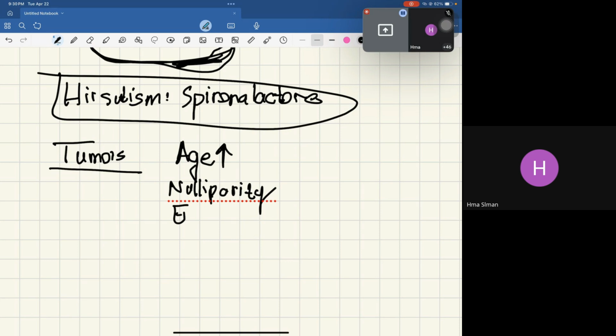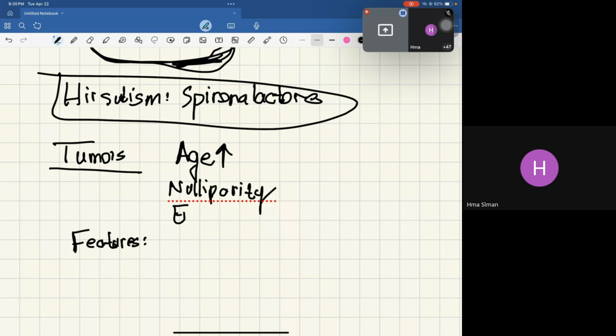Now again, there are types of ovarian tumors. There are three types. They can be epithelial types, they can be germ cell types, they can be sex cord stromal tumor types. So these are the main types of the tumors. What are the clinical features? How does an ovarian tumor present?